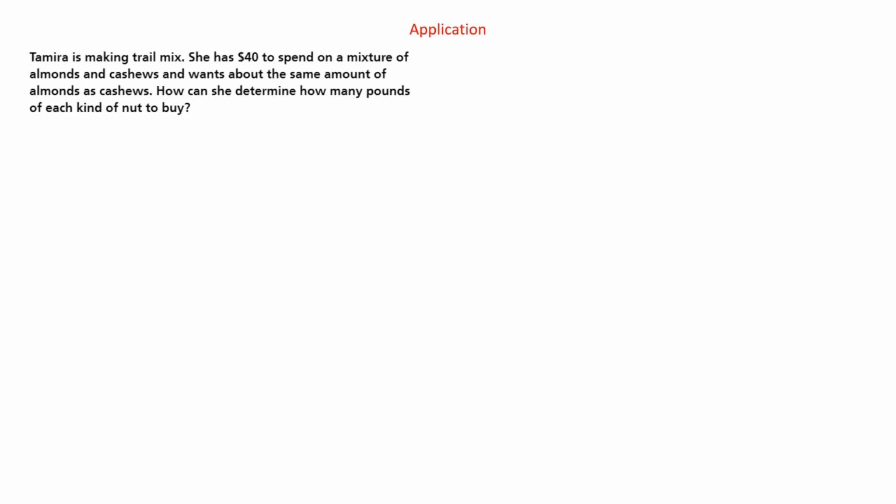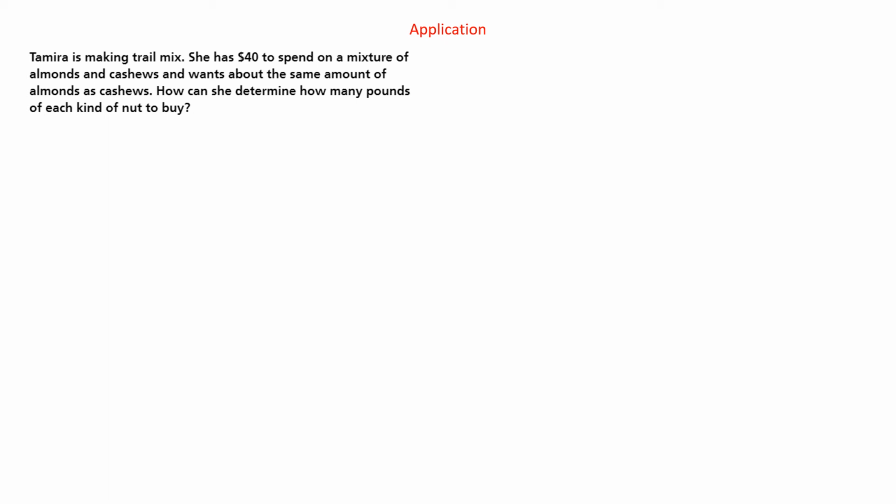All right, so let's do another application problem. This is kind of like what we did in the very beginning. So in this problem, I don't have actual places where it's going to pause, but I'm going to ask you to pause really quick so that you can try each step as we're doing this. So the problem here is Tamira is making trail mix. She has $40 to spend on a mixture of almonds and cashews and wants about the same amount of almonds as cashews. How can she determine how many pounds of each kind of nut to buy?